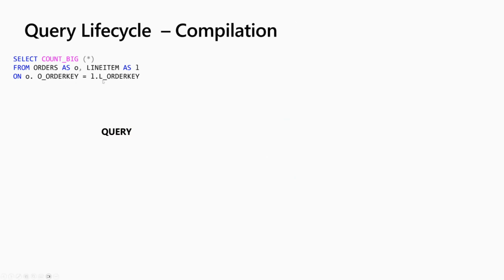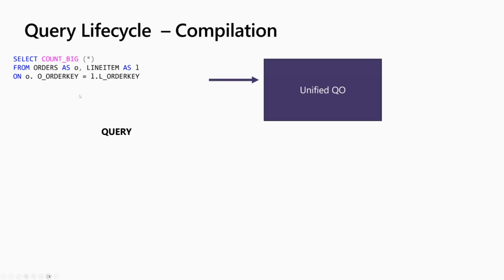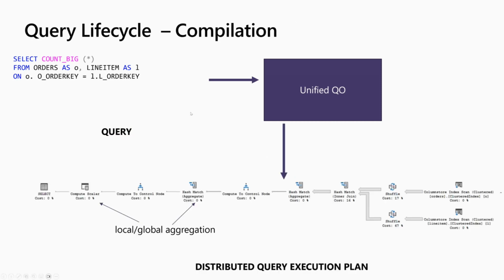So I have a very simple join here. We're joining these two tables and computing the count. The query is typically hitting the front end, the SQL front end, and is triggering first the unified query optimizer. The query optimizer is going to produce an execution plan, and you don't need to squint yet because we are going to go into details here.